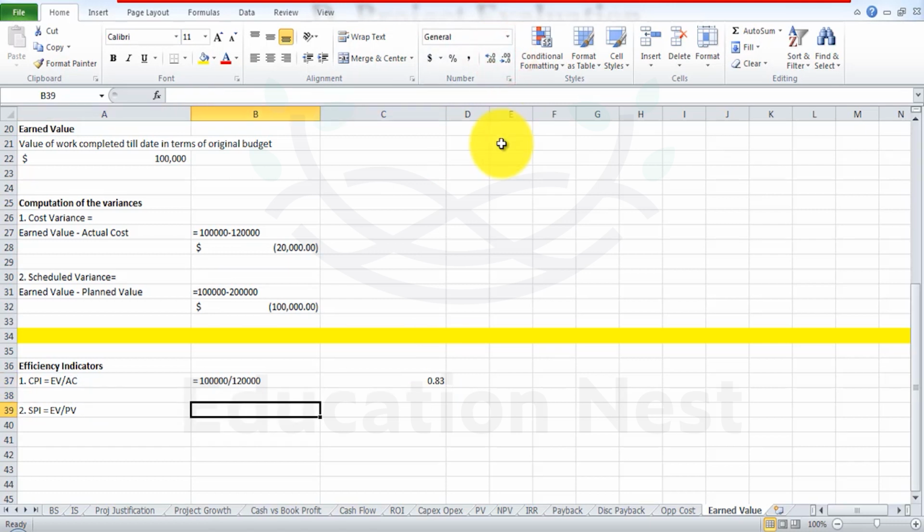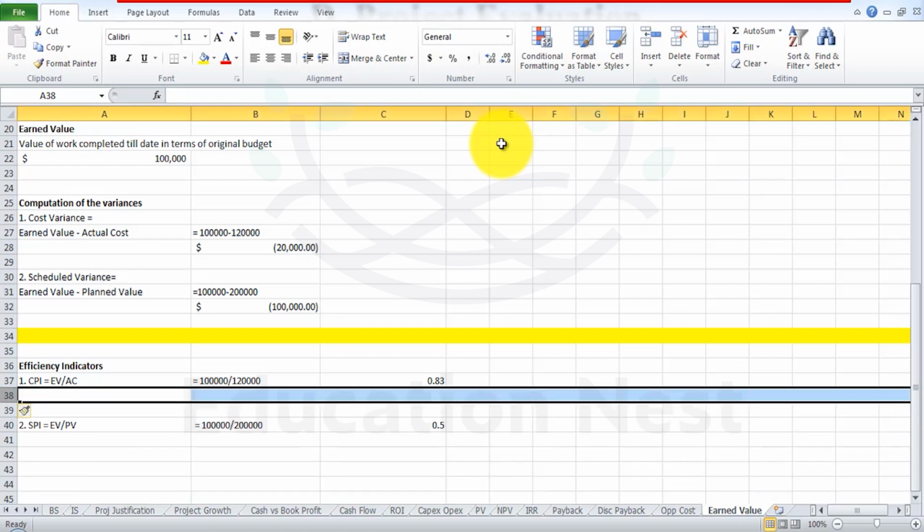Okay, similarly we can compute the schedule value, that's going to be somewhere like 100,000 divided by 200,000, so that is equal to 0.5. Okay, now how do you derive the meaning from these two indices, these two efficiency indicators?